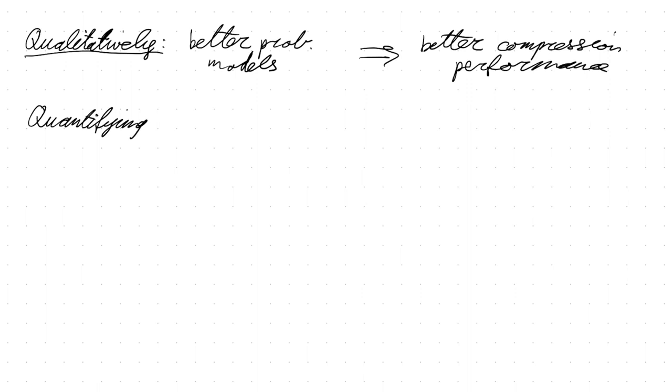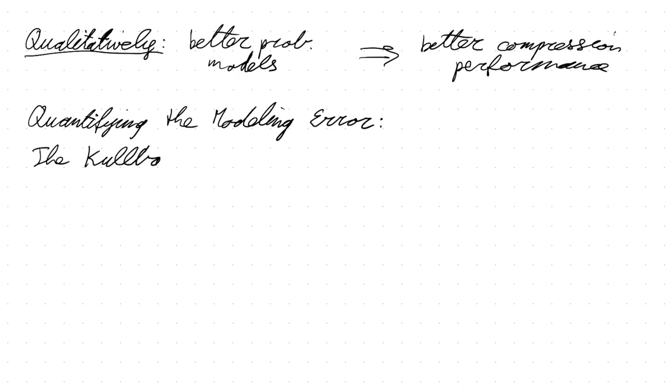So what happens if the probabilistic model is not correct? With quantifying, I really want to measure how many bits we lose by having an incorrect model. The quantity that will turn out to be relevant here is the so-called Kullback-Leibler divergence.